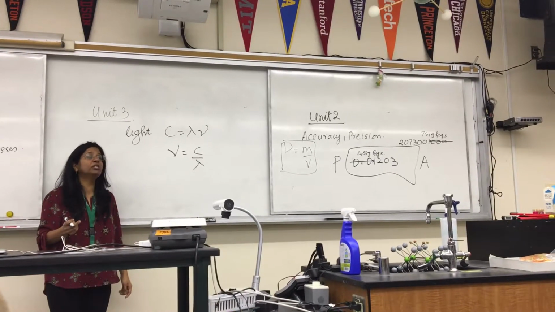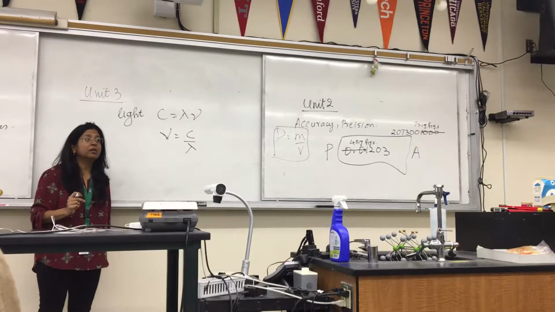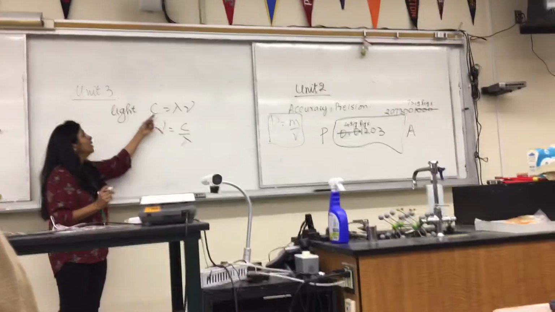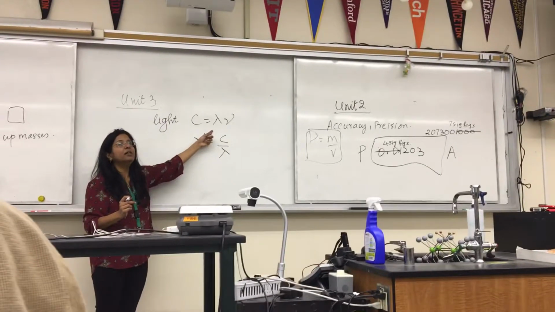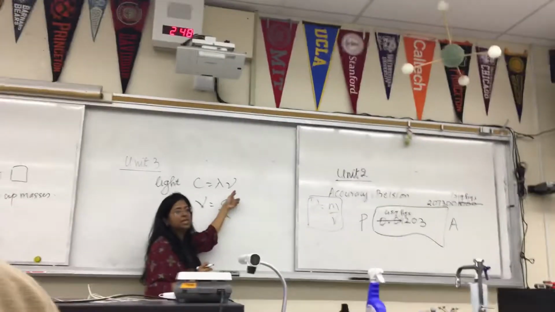Which is which? C is a constant. C is the speed of light. Lambda is the wavelength. And nu is the frequency.